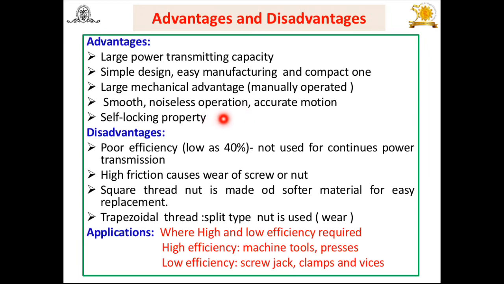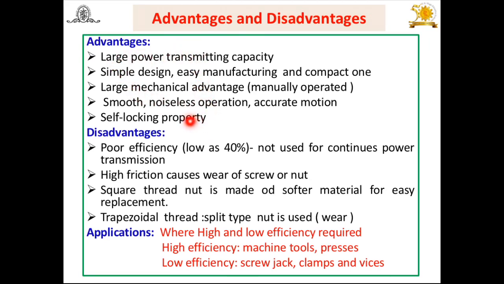In case of a screw jack, when you lift a vehicle, there is no need to put a hand on the Tommy bar, and even so the jack remains in its position. That is the self-locking property of the screw. All these are the important, major advantages of the power screw.